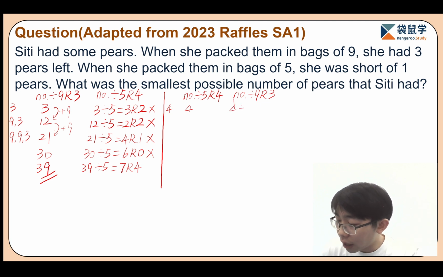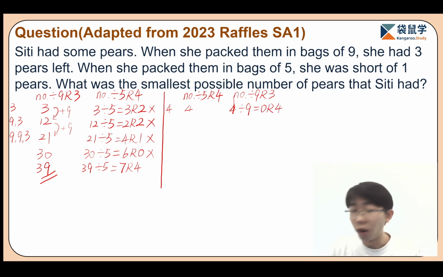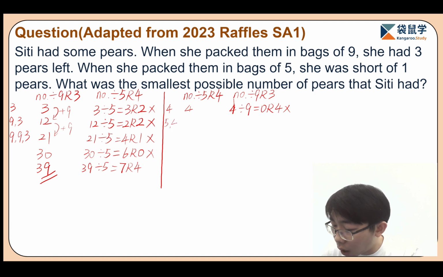Now, 4 divided by 9 equals 0 and the remainder is 4. Does this satisfy our constraint? No, it does not. So let me cross it out. Then what's the next number after 4? Next, we have 1, 5 and 1, 4.